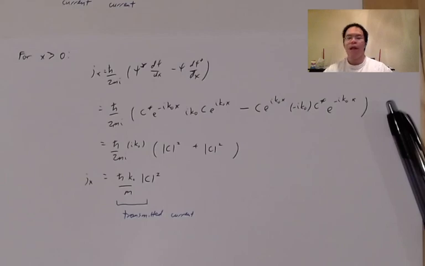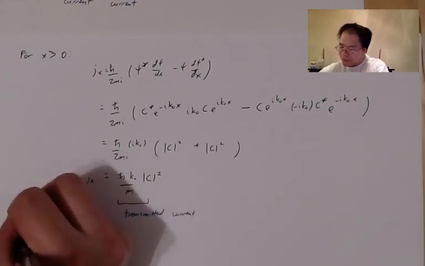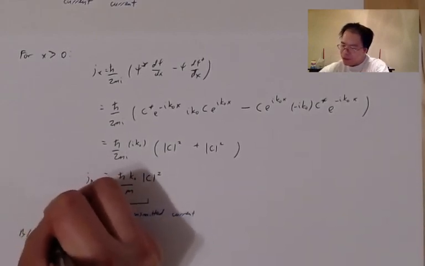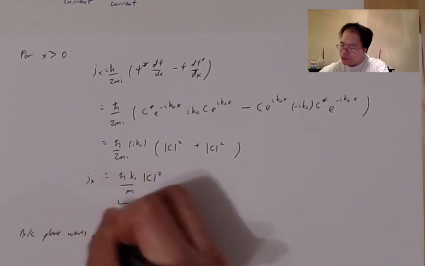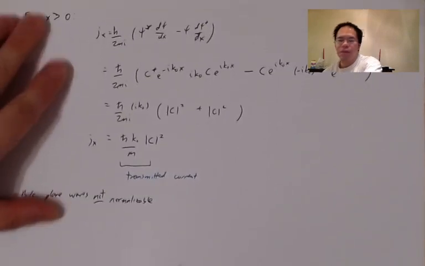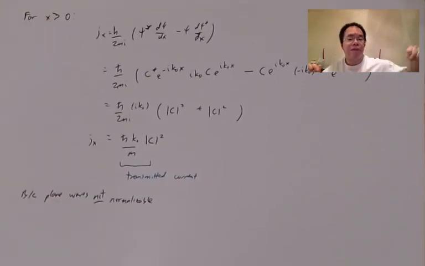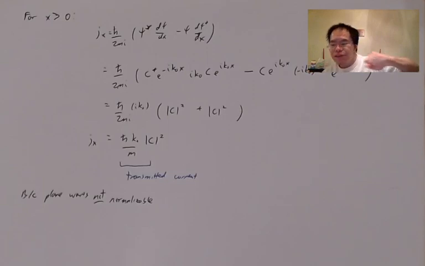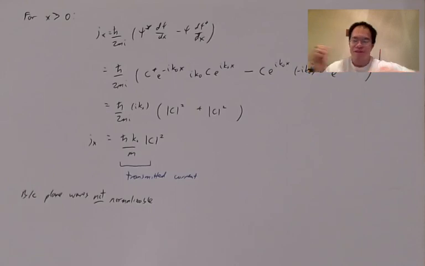Okay. So here's the thing, and here's the solution to dealing with the fact that these plane waves aren't normalizable. What we do is the following. Plane waves not normalizable. We can't really look at the wave functions, but we can look at, if I have a given amount of incident current, how much of that incident current goes to the transmitted current versus the reflected current. Okay?